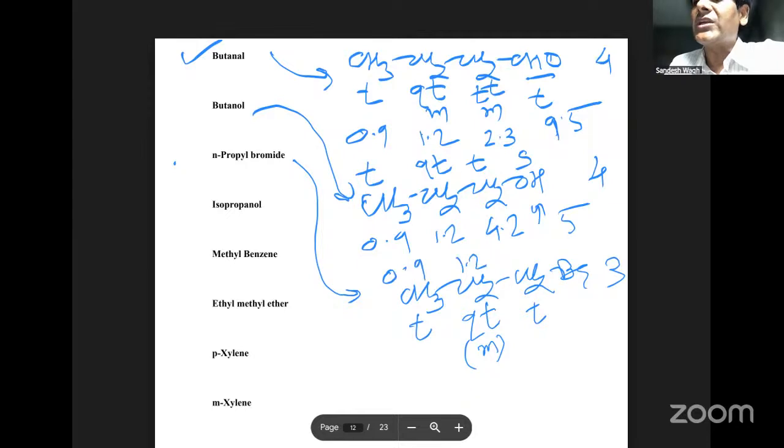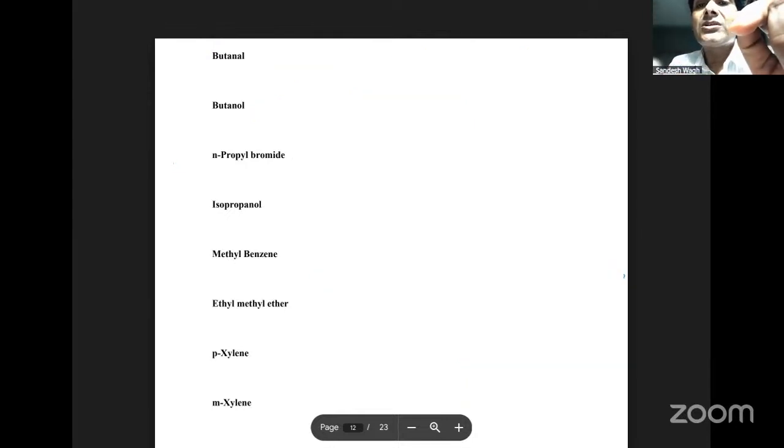This is attached to the Br, maybe 3 or maybe 2.9 or 2.8. So this way, propyl bromide will show the splitting pattern. Move on to the next.